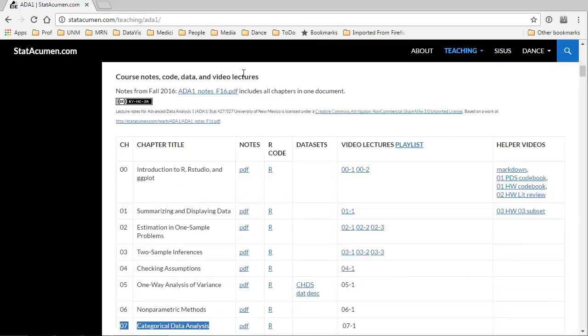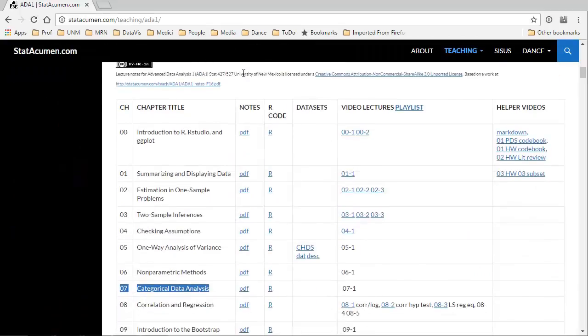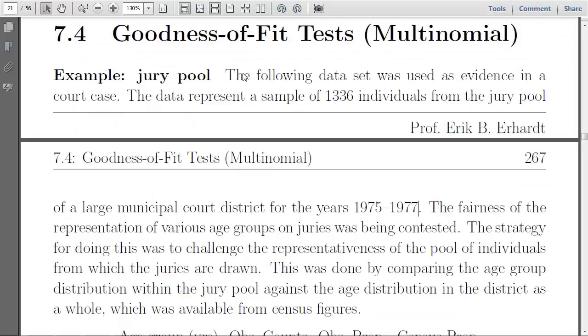In this video, we'll be continuing Chapter 7 on categorical data analysis for the analysis of multinomial data using the goodness of fit test. So multinomial data is a generalization of what we've been looking at so far with binomial data. Binomial data has two responses, that's the bi, either success or failure. For multinomial, it's a generalization, so instead of having only two categories your random variable can fall into, you can now have more than two categories. And we'll look at a motivating example using jury pool data.